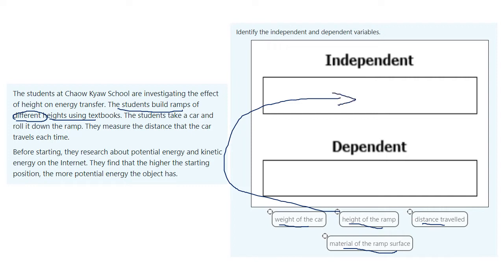The dependent variable is something that changes because of the independent variable. If you like, the independent variable is the cause and the dependent variable is the effect. The effect is something that we can see, that we can observe, or that we can measure. And we see the word measure in the passage. It says they measure the distance that the car travels. So the distance that the car travels must be the dependent variable because that's what they are measuring.